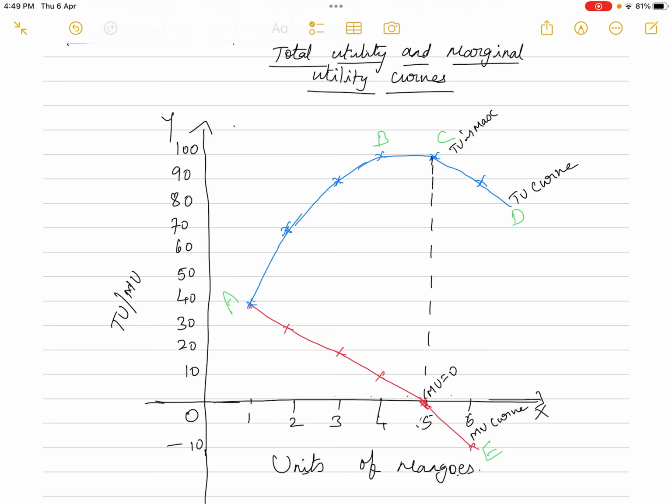So when you plot the points like this, this is the blue line, that is the total utility curve.